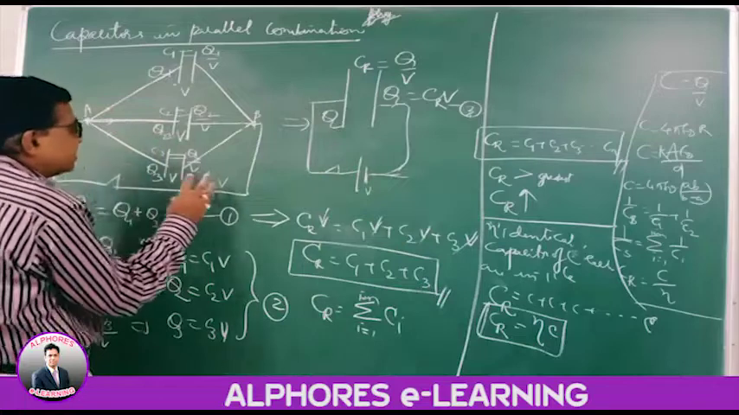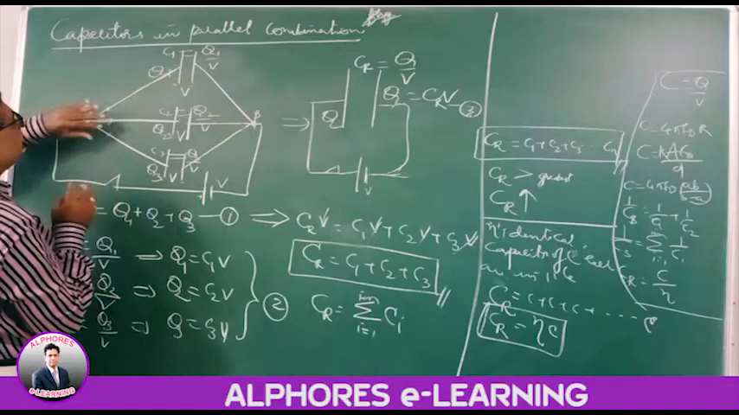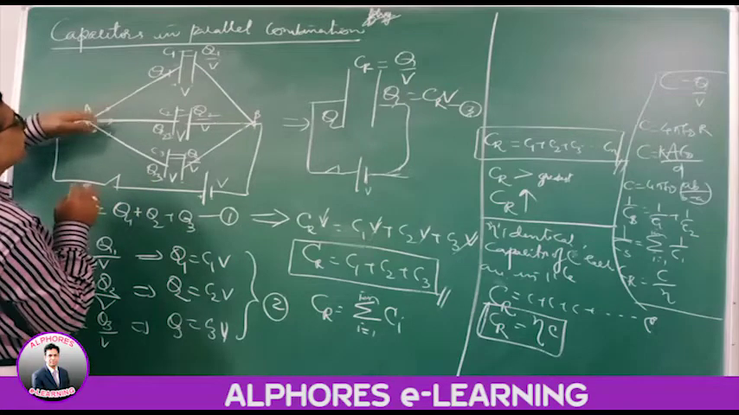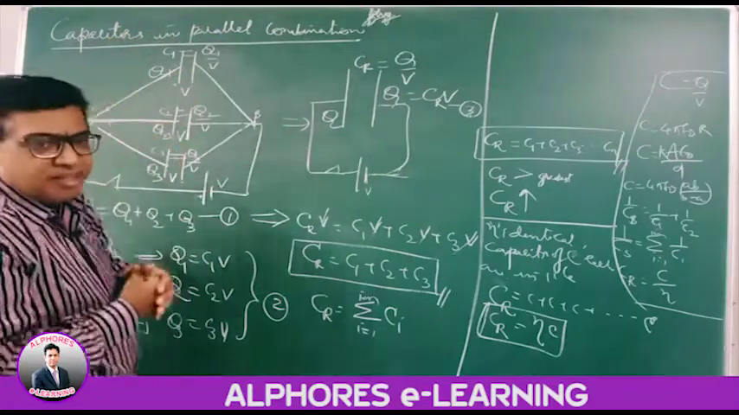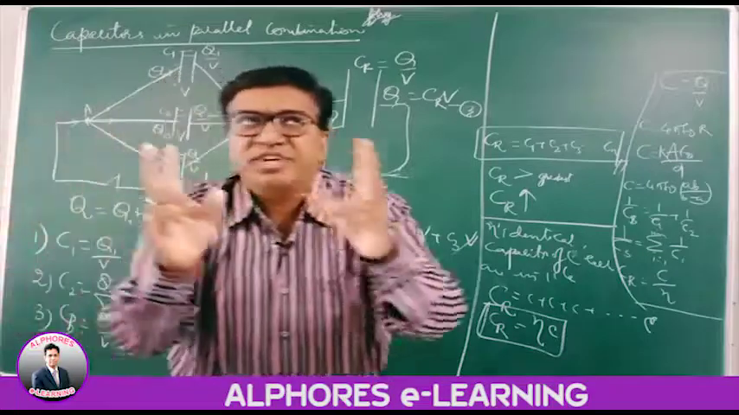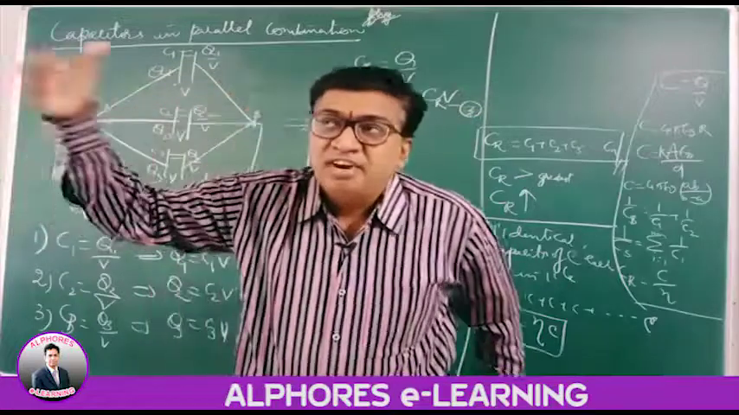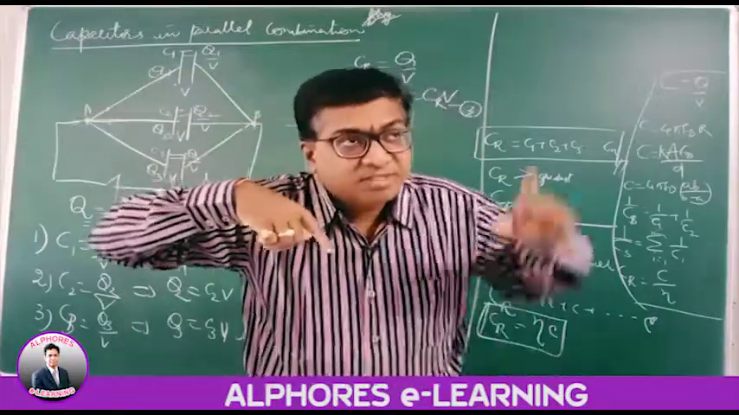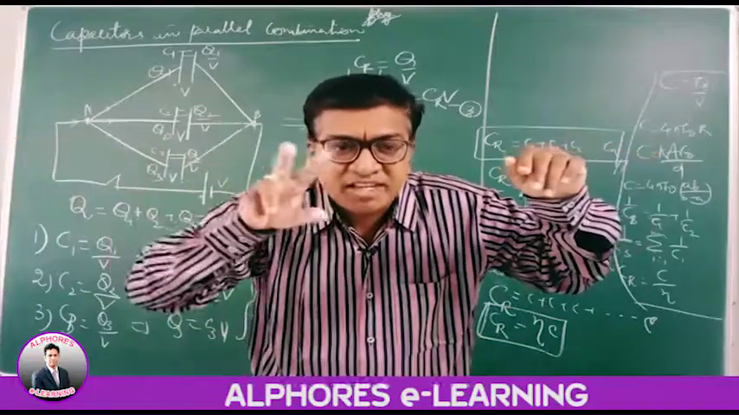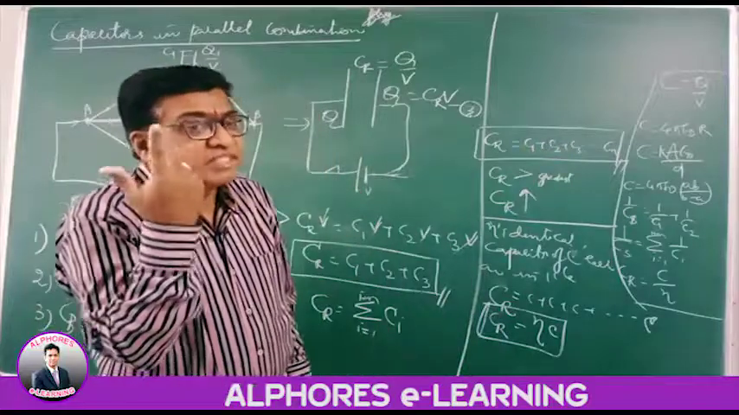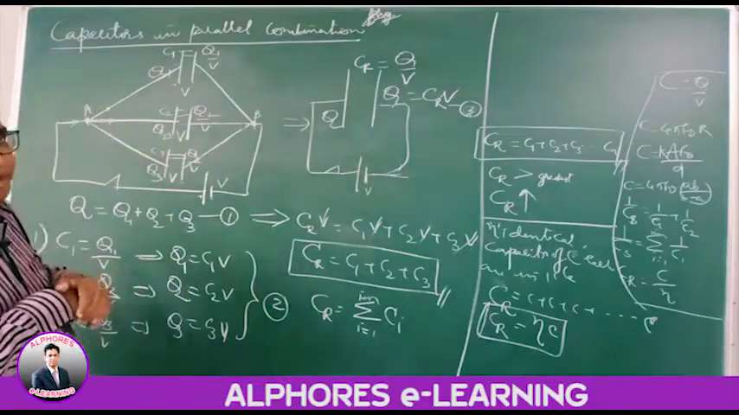But the charge drawn from the battery, whatever charge is drawn from the cell source, will be distributed according to the capacity. A bigger capacitor gets more charge, a smaller capacitor gets less charge. Obviously, when the potential is the same, imagine there are three tanks. If you pour water into these three to the same level, the potential is the same, the level is the same. In a bigger tank you have to pour more water. In a smaller tank, for the same level, the water required is less. So when the potential is the same, charge is proportional to capacity. A bigger capacitor gets more charge, a smaller capacitor gets less charge. So the charges are different.